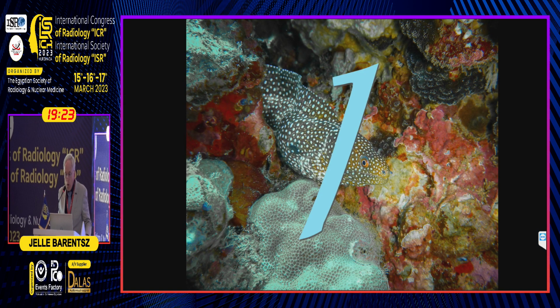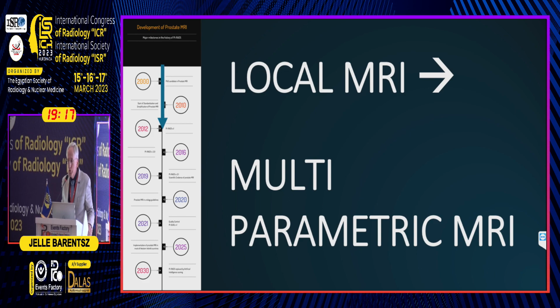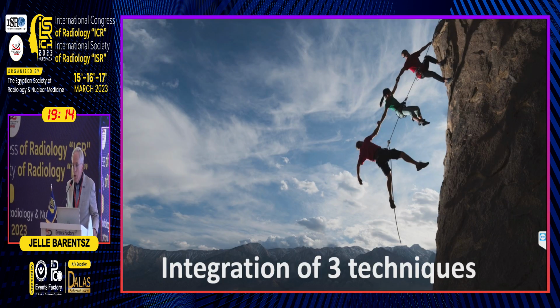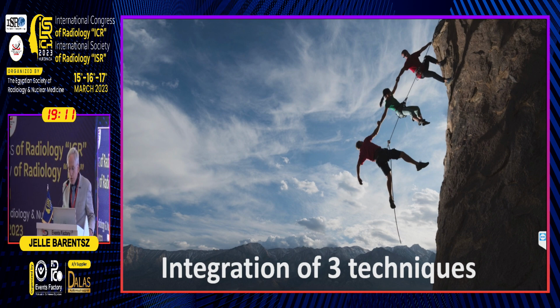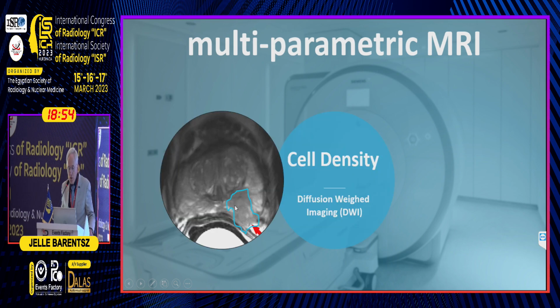Let's start with number 1. Local MRI should be done with multiparametric MRI. Multiparametric MRI is the integration of 3 MRI techniques. So you use them together, like the 3 guys here climbing this mountain. You have, first of all, tissue structure, T2. You can see nice anatomy. However, specificity is low, and therefore we also are looking at cell density. That is diffusion-weighted imaging.